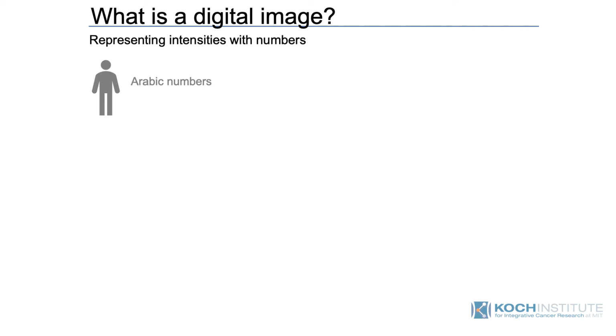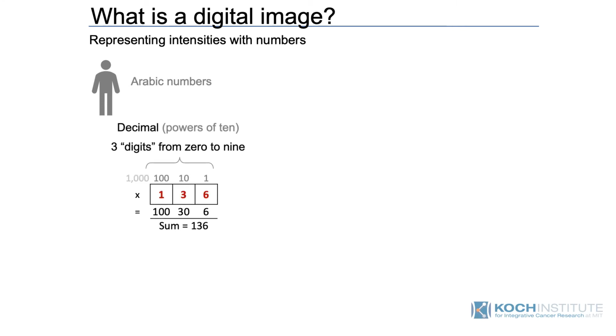So how do computers represent numbers? Well, we represent numbers the Arabic way, or in powers of 10, in decimal digits. So for instance, a 3-digit number has a ones place, a tens place, and a hundreds place. For example, the number 136 is a 1 in the hundreds place, a 3 in the tens place, and a 6 in the ones place. You can sum all those together, 100 plus 30 plus 6, and that gives you 136.